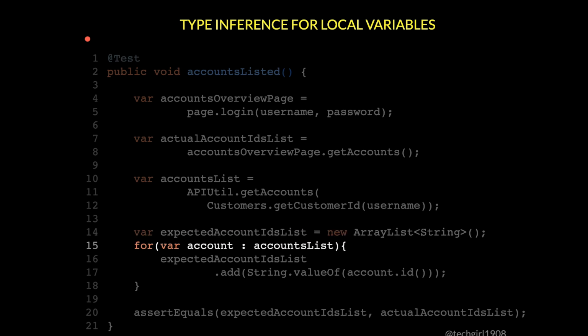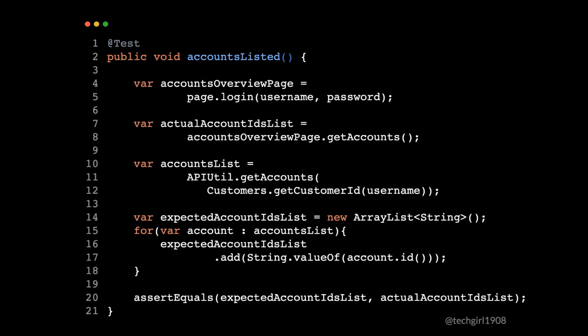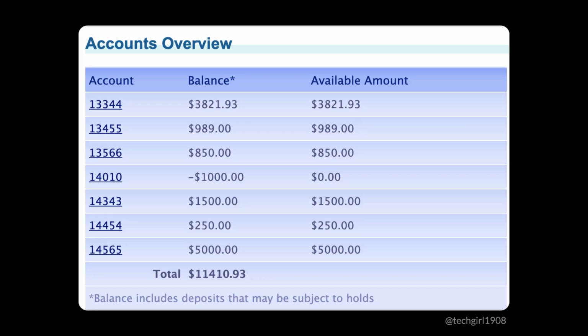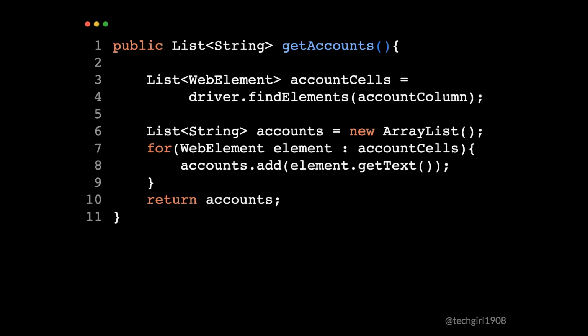And then here, I'm using var inside of a for loop just to show you it can be done here as well. Okay, let's see what else we can modernize. How about we look inside of this getAccounts method? Remember, this is the table and we're getting all of those values in the first column labeled accounts. Here's the code to do so.